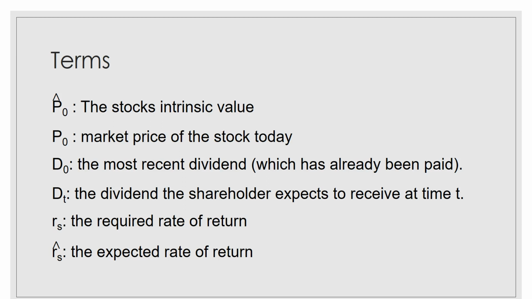D naught, that is the most recent dividend, where the zero represents time period zero. So it's the most recent dividend, and we always assume that it's already been paid. D sub T, where T represents time, that is the dividend at time period T. R sub S is the required rate of return, and R sub S with a hat is the expected rate of return.